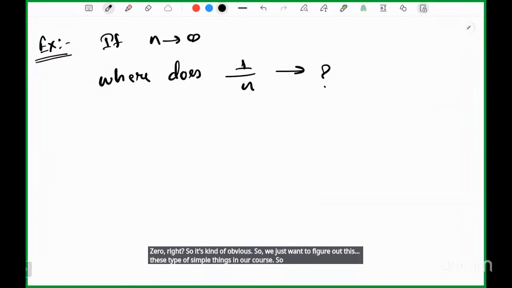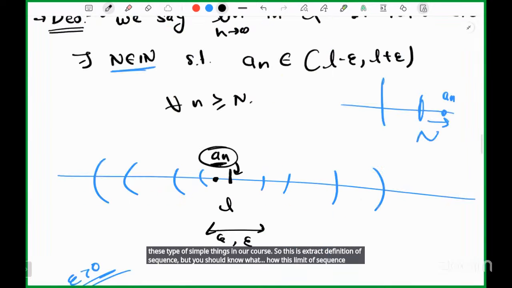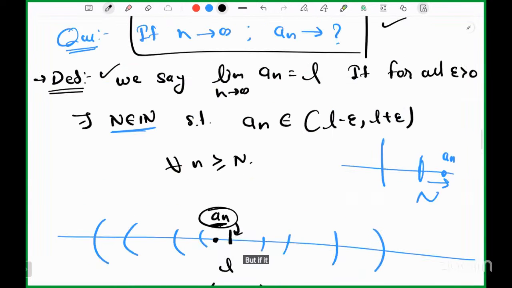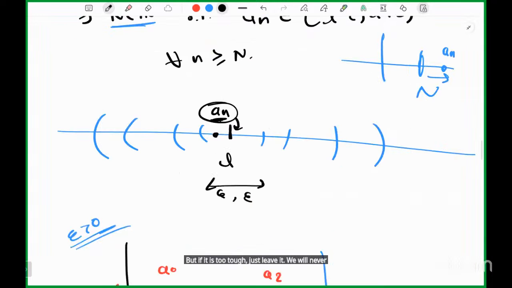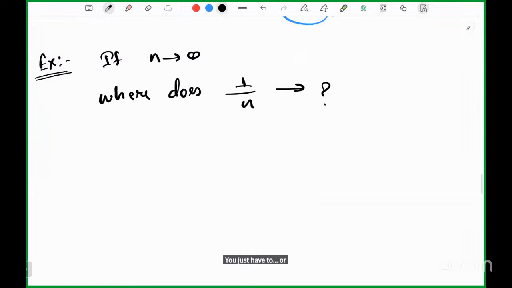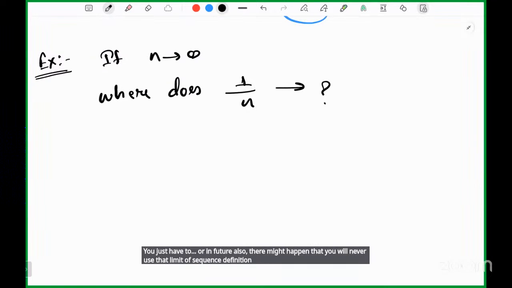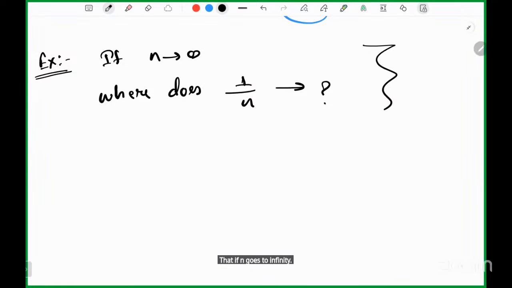So this is the abstract definition of the limit of a sequence, and you should know how it is defined. But if it is too tough, just leave it. We will never use this definition in our course, and in the future also you might never use it. Ultimately, we just go with our intuition: if n goes to infinity, where does 1 by n go? 1 by n goes to 0, right? So the answer is that 1 by n goes to 0.